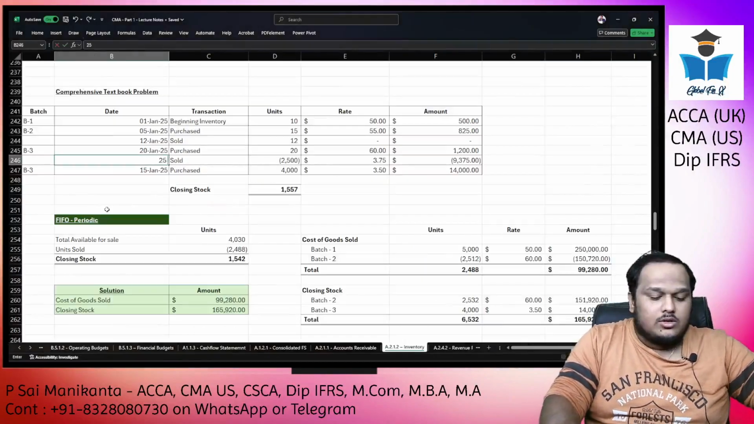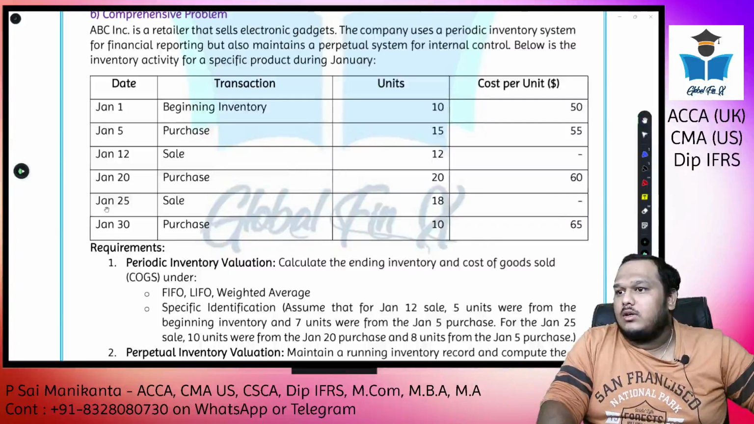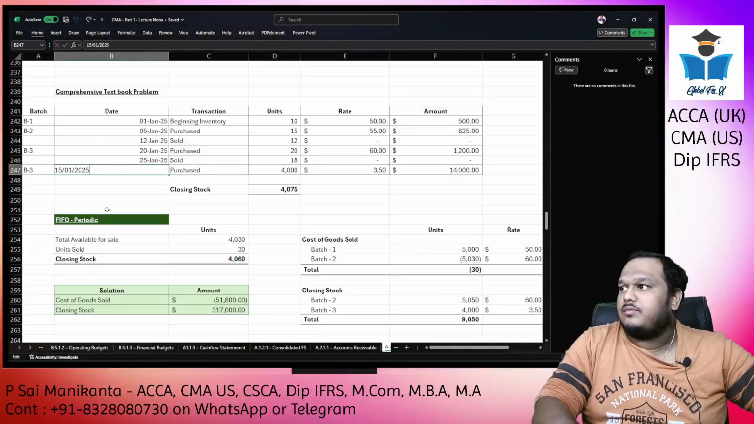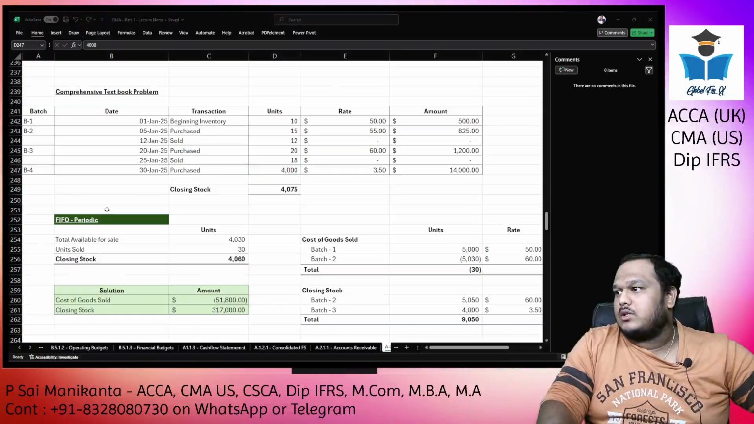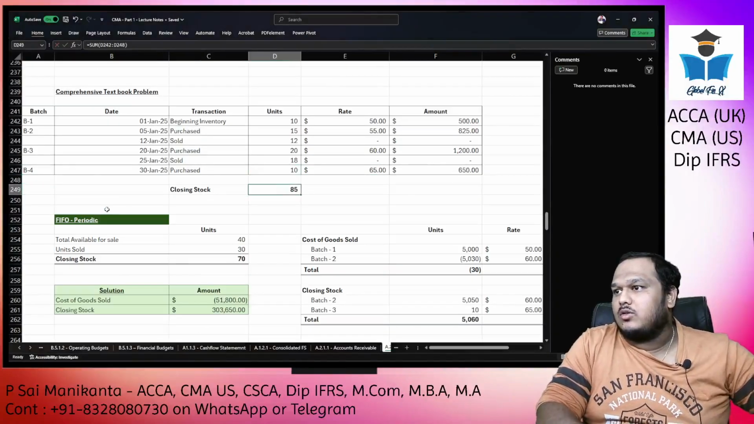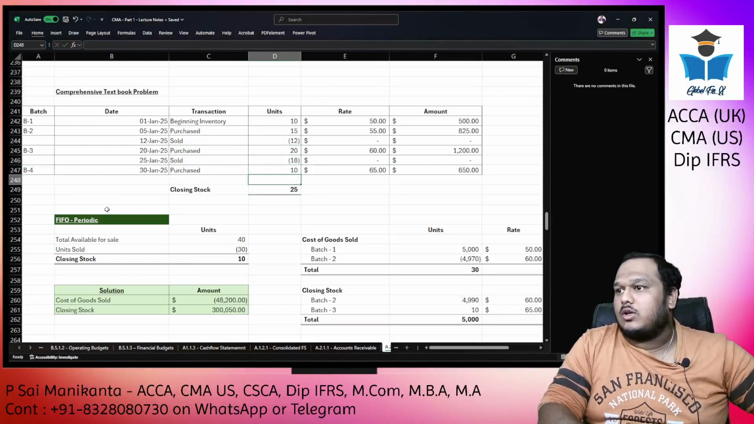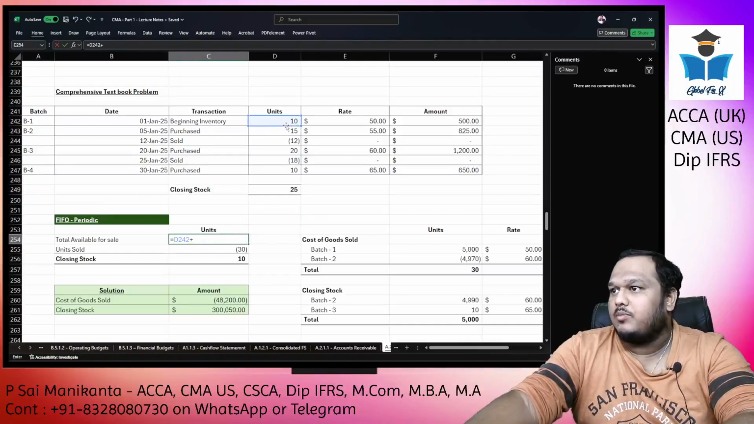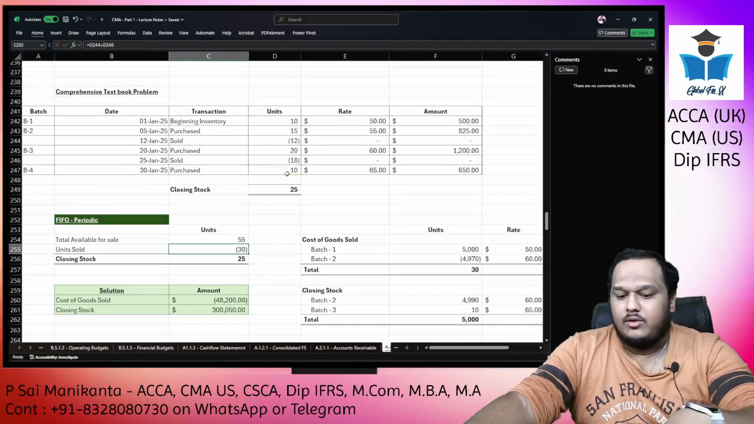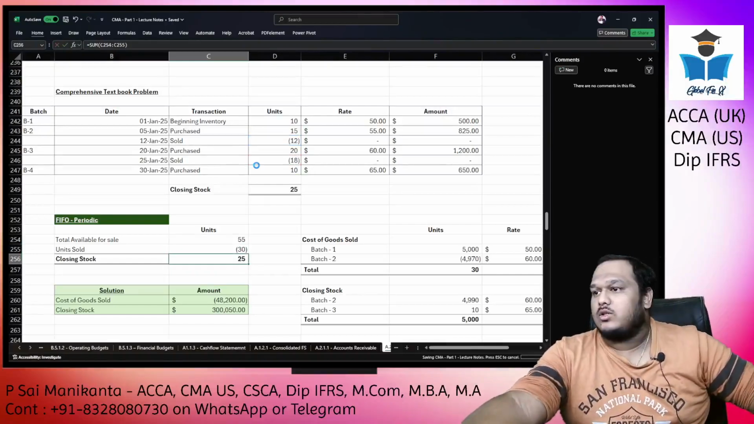Then 25th Jan sold 18 units, we don't know the sales rate. Then 30th Jan purchased batch 4. 30th Jan purchased 10 units at 65 each. So total closing stock, I'll put a negative symbol for sales here and here. Okay, so total closing stock is 25. Stock available for sale per beginning stock plus purchases and units sold are 12 and 18. So 30 units are sold, 25 units are in closing stock. That's good.